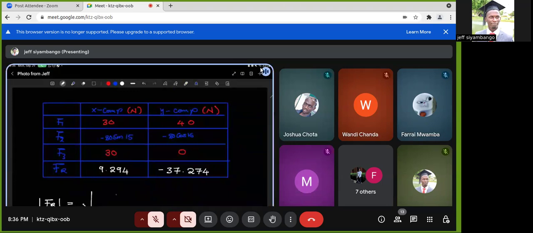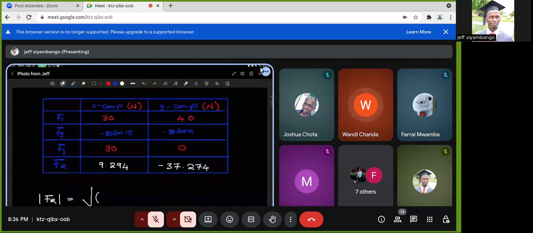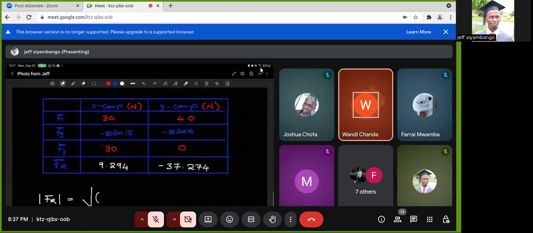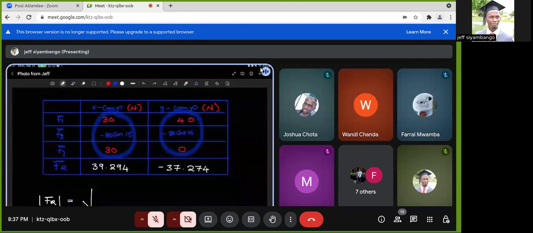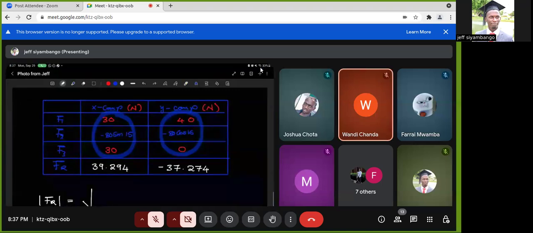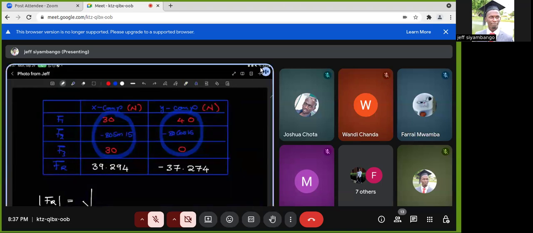So to get the magnitude now, you can use Pythagoras theorem. The value that she got is the same value that we also got, 39.2944769. So these were correct. All right, so just be very careful, guys, with the calculators. I think maybe you might be having issues here.